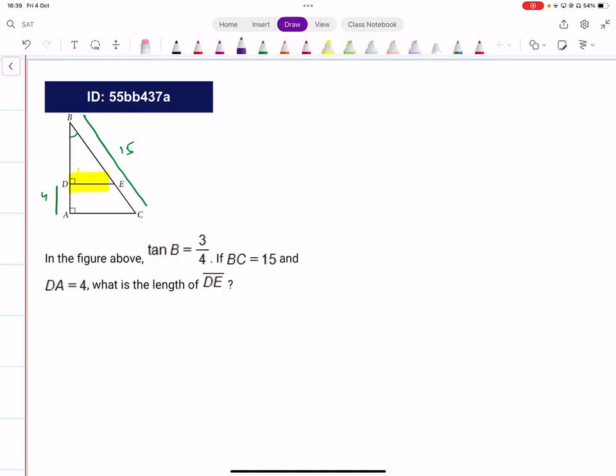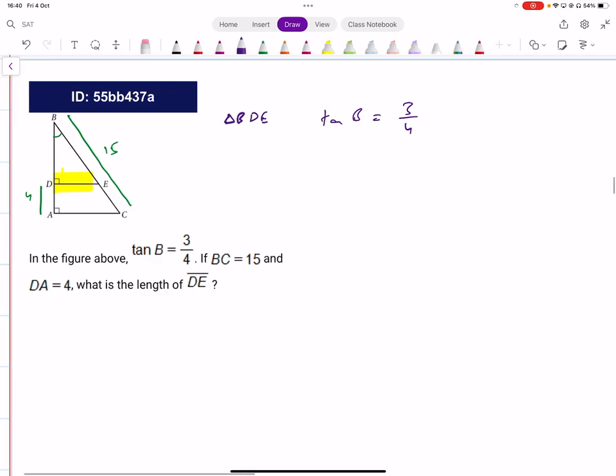Tan B is 3 over 4. What's tan? How is tan defined? Opposite over adjacent. So tan of B is 3 over 4. If we look at this smaller triangle, the smaller triangle is triangle BDE, right? In that smaller triangle, we can say if the perpendicular was 3, if the opposite was 3, the adjacent would be 4. Does that make sense?